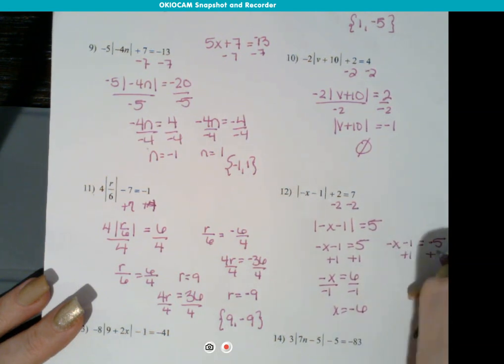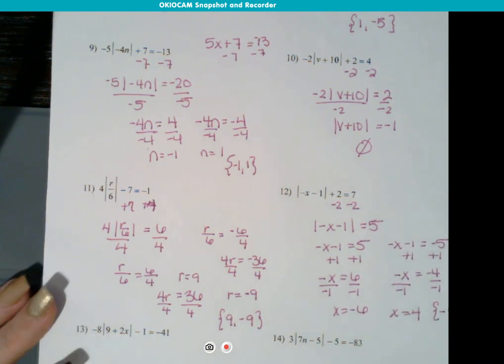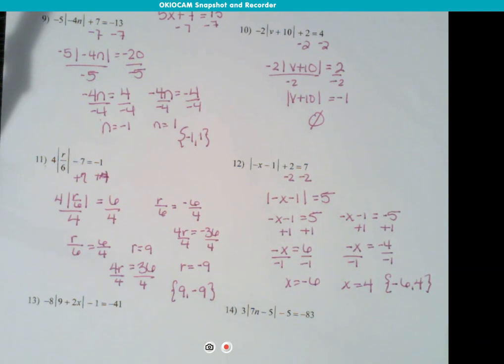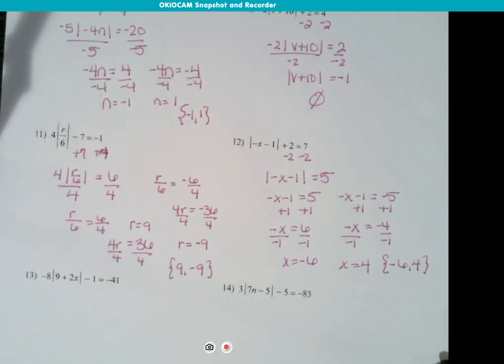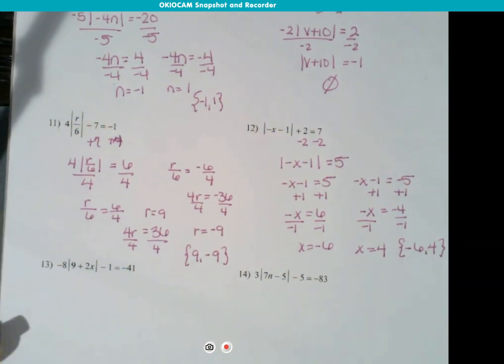Plus 1, plus 1. Negative x equals negative 4. Divide by negative 1, and x equals 4. And I know I'm solving these really quick, but we've already had a test on the solving equations part, so I'm hoping that we kind of know that part. If not, like I said, come see me and we can work on just solving equations. All right, then last but not least are these last two.